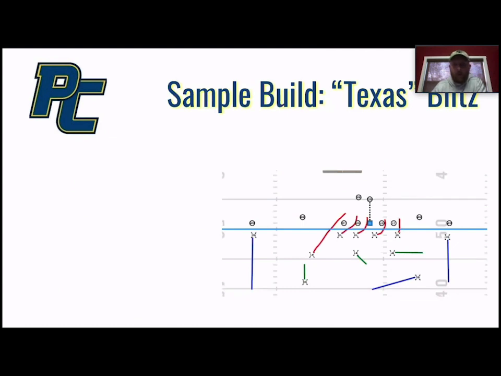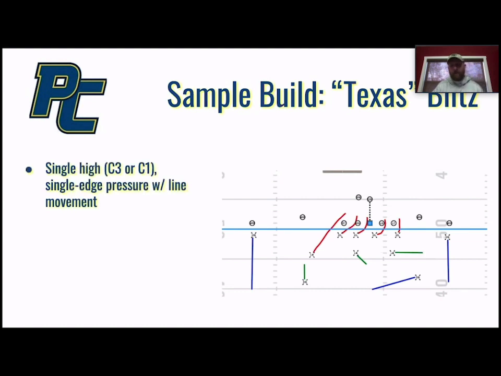All right. Using those rules there and looking at just a sample build, and again, this is our Texas blitz. Texas is America's Blitz, NCAA. We move the line, send a guy off the edge, and we feel like it's America's Blitz for a reason. Everybody runs it. So we're just talking about how we set this up and using that as an example.